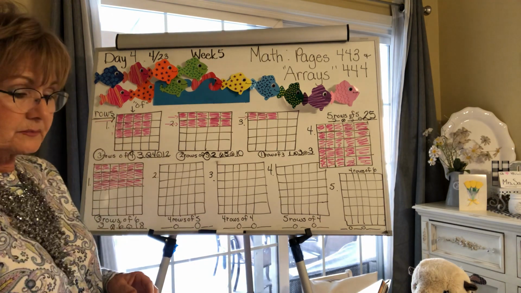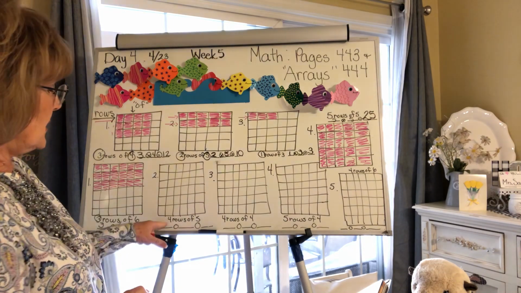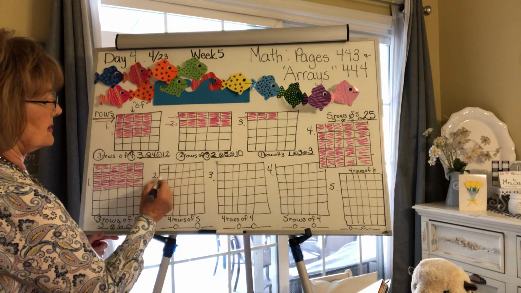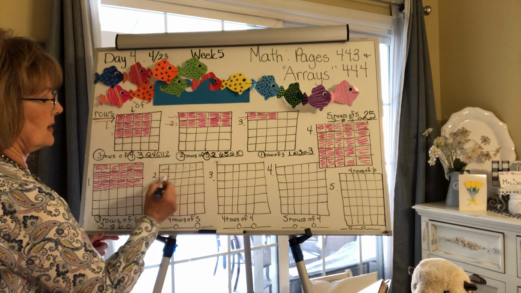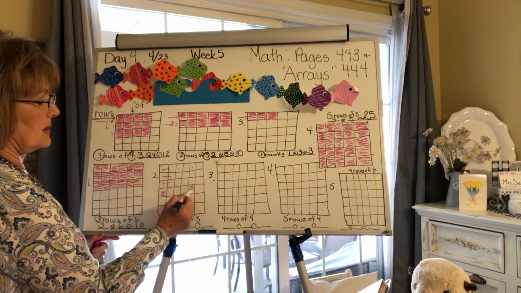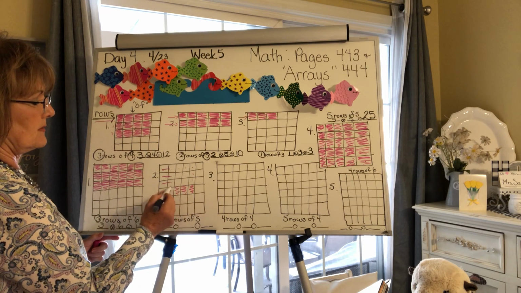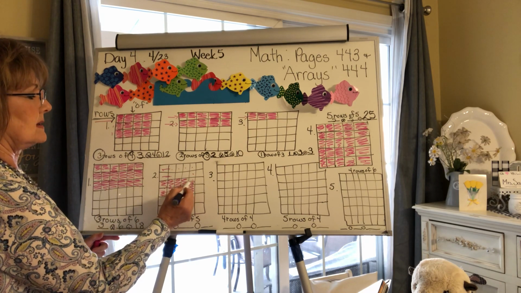Okay. So, number 2 says 4 rows of 5. So we've got 1, 2, 3, 4 rows with 1, 2, 3, 4, 5. So we're going this far with 4 rows. 4 5s. Okay.